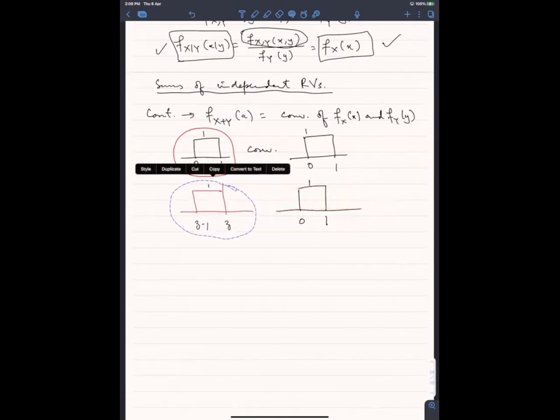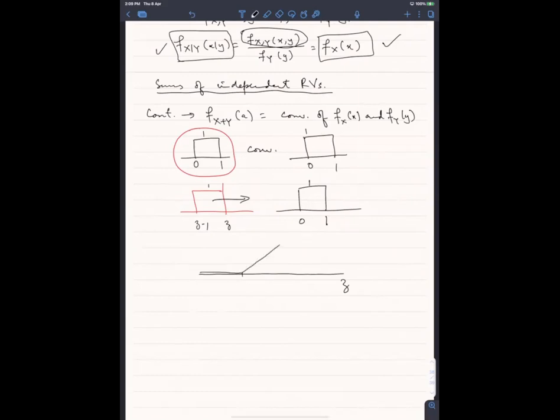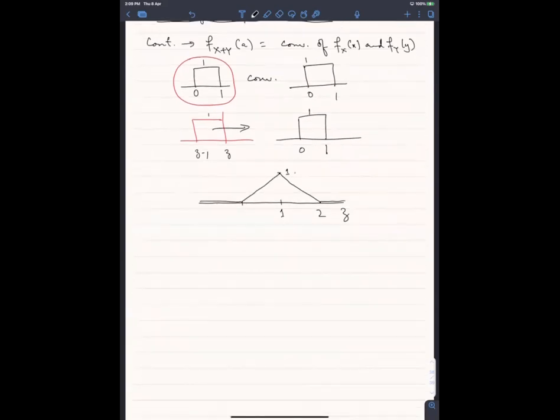So when we made it travel from here, as z kept changing, when z is less than 0, our answer is 0. As z goes between 0 and 1, this guy, and between 1 and 2, this guy. So this reaches a height of 1. We did this procedure last time, graphically as well. So this is the PDF of x plus y evaluated as a function of z.